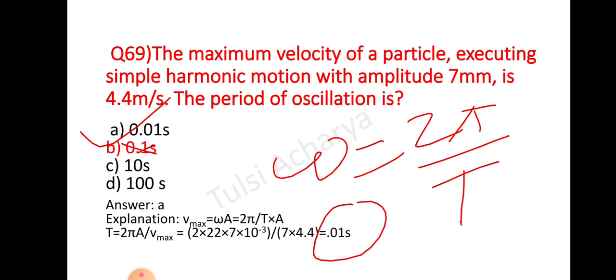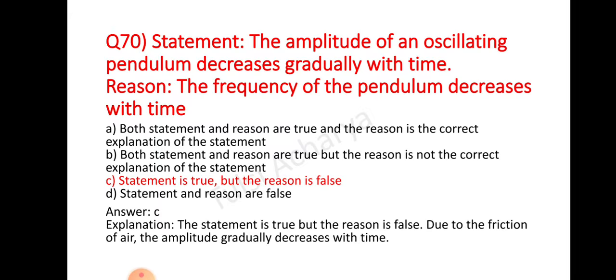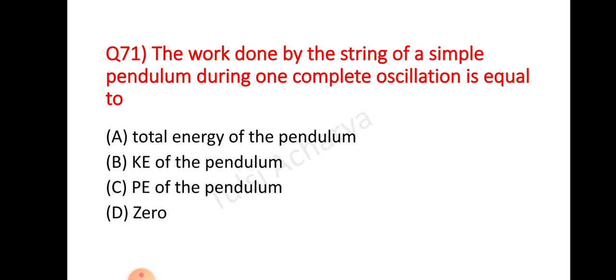Now let us move to question number 70. The statement is saying that the amplitude of an oscillating pendulum decreases gradually with time. This is true, this is damped oscillation. If an external force comes into action, this happens, and the reason given is that the frequency of the pendulum decreases with time. This is not an exact explanation of the statement. The answer is option choice C. The statement is true but the reason is false. The actual reason is the damping force, because of the external force or friction. Now let's move to question number 71.